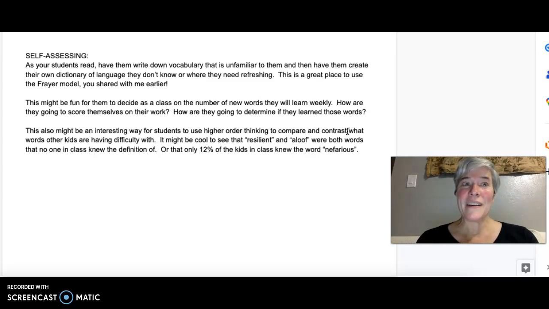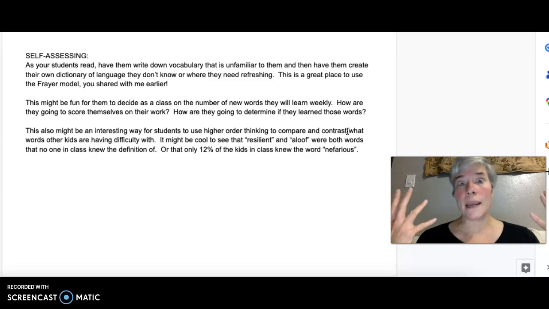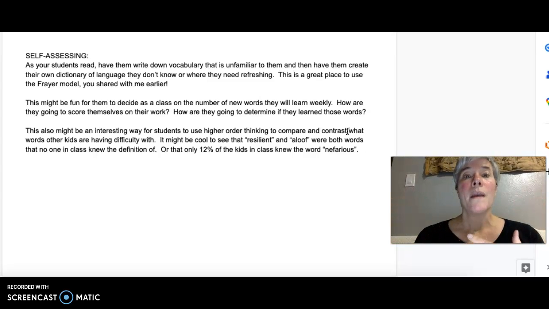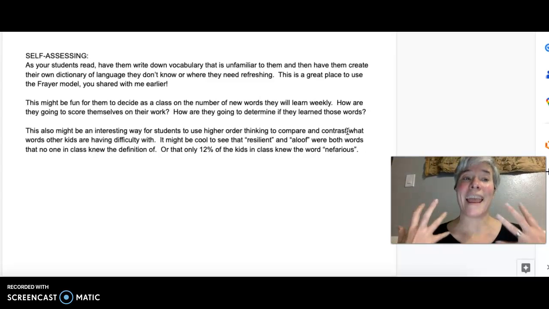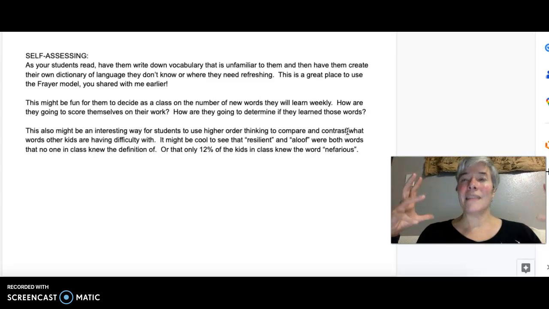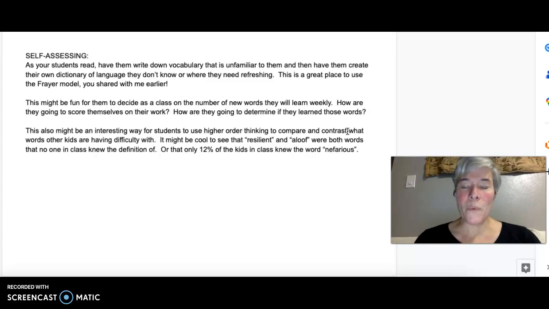for them to create their own dictionary, and it can be a picture dictionary, or whatever. However you need to run your class, but you know me, I like pictures, so have them write down the definition and then have them draw a picture so that they have that in their head. It might also be fun if you want to think in a bigger way.